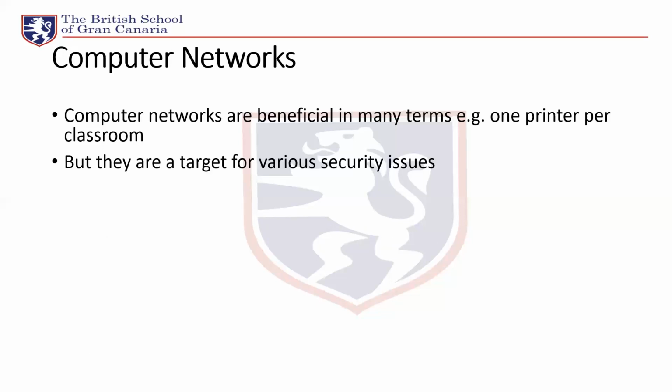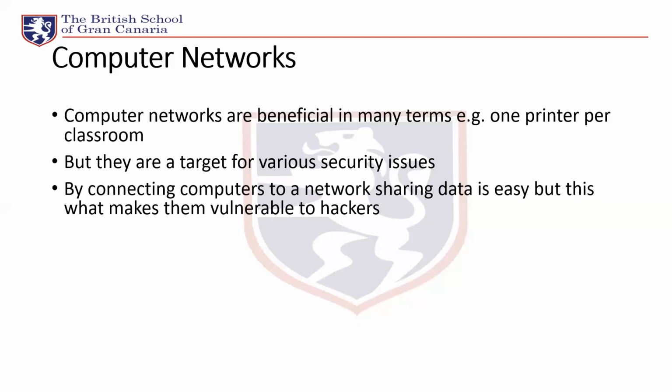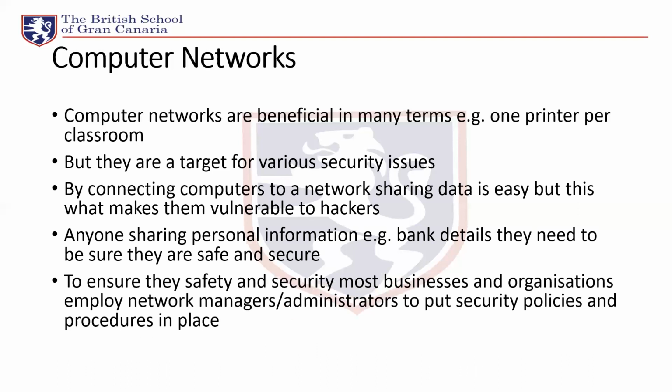Okay, now, the problem with networks is they are a target for various security issues. And the reason for that is because they know how much information a network can contain. So if we think about banks, their computers are networked, and think about the information that they have. Now, by connecting computers to a network and sharing the data, it's easy, but it does make them vulnerable to hackers. So anyone sharing personal information such as bank details wants to be sure that their information is safe and secure in that network.